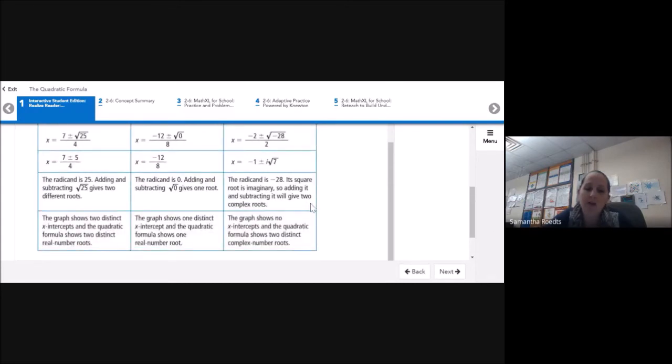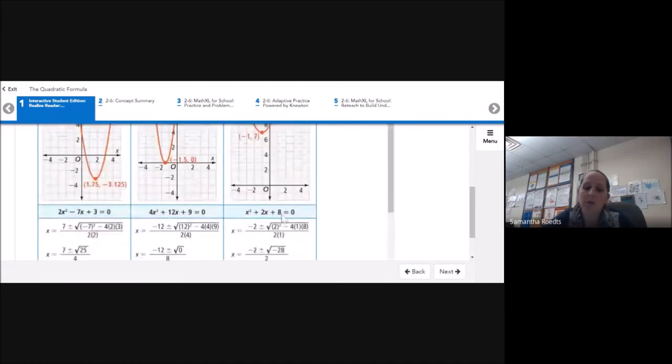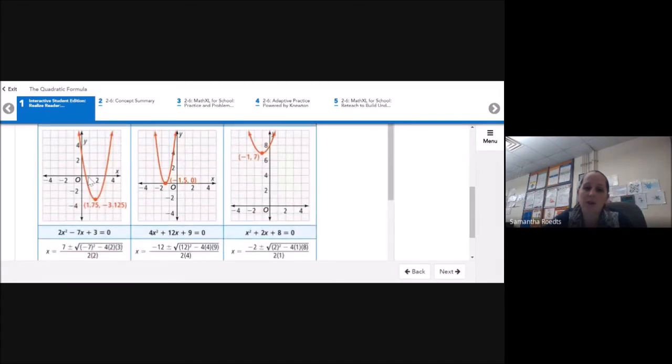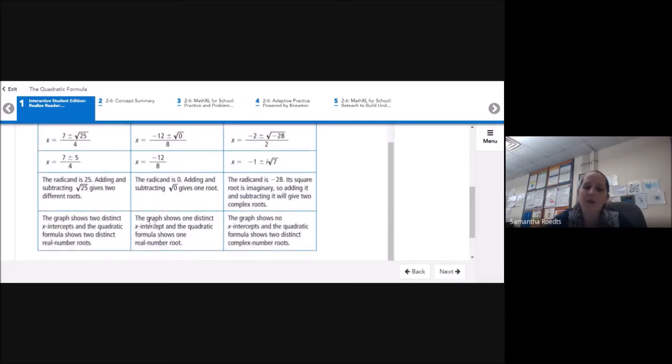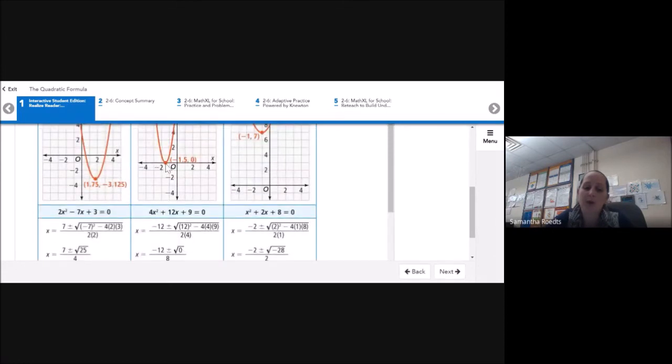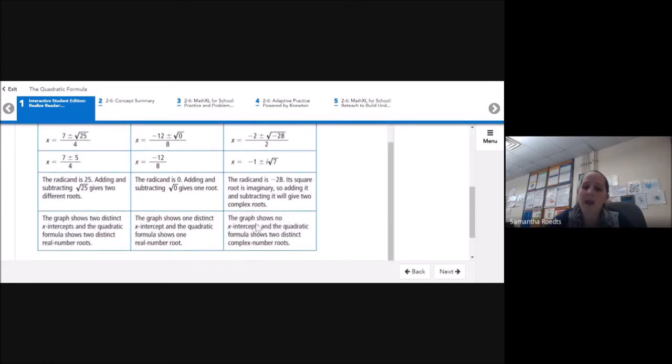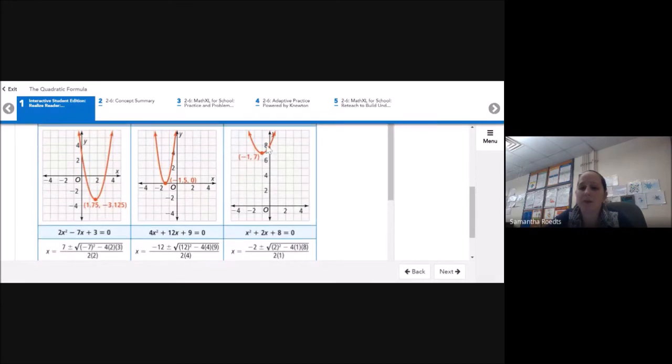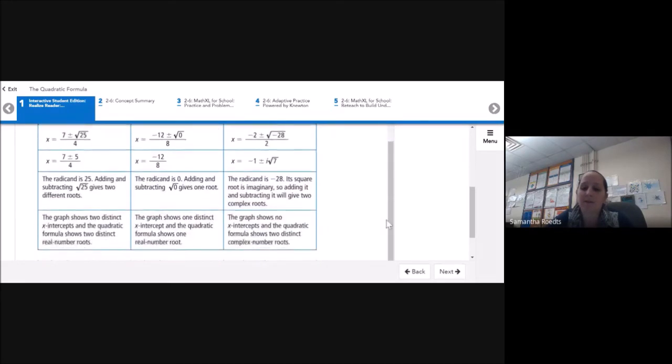So the graph shows 2 distinct x-intercepts, and the quadratic formula shows 2 distinct real number roots. So we look up here, two distinct x-intercepts. The graph shows one distinct x-intercept, and the quadratic formula shows one real number root. So it crosses right here at 0. And this graph shows no x-intercepts, and the quadratic formula shows no real number roots, two complex roots. So it does cross the y-axis, but it never crosses the x-axis.